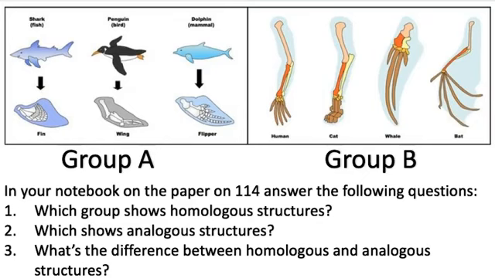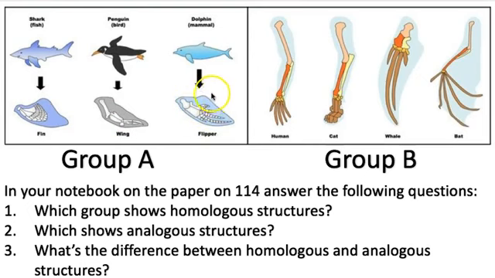All right, so here's your warm-up for today, Thursday, March 23rd. And what you see here are two groups of organisms. We've got group A, a shark, a penguin, and a dolphin, and you can see the anatomy inside of their fin, their wing, their flipper.